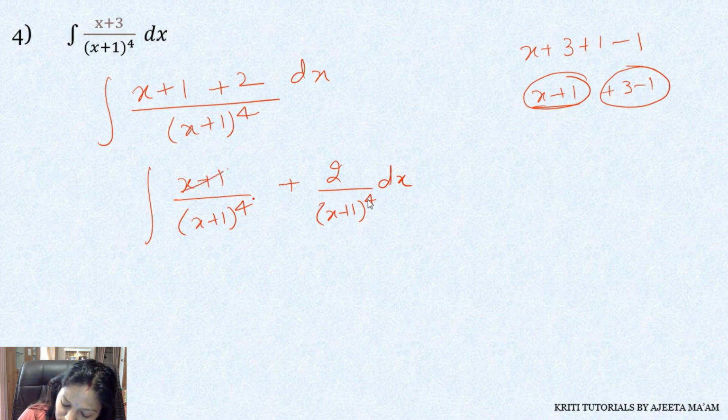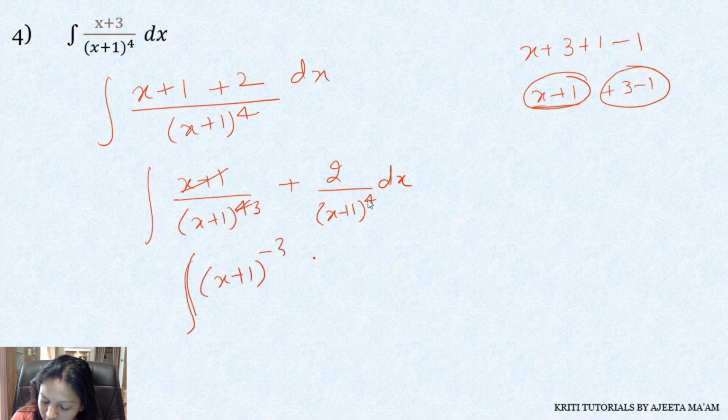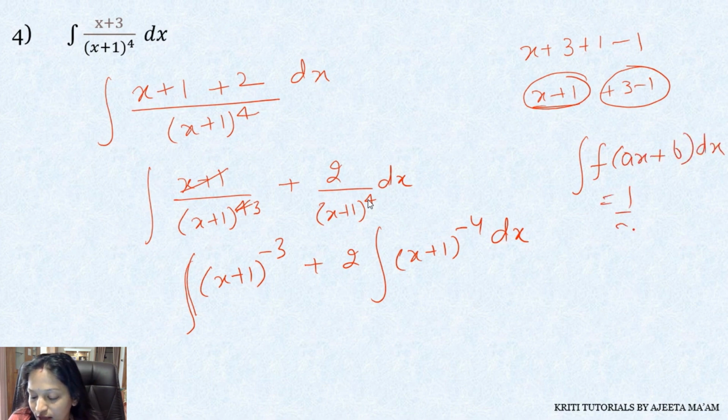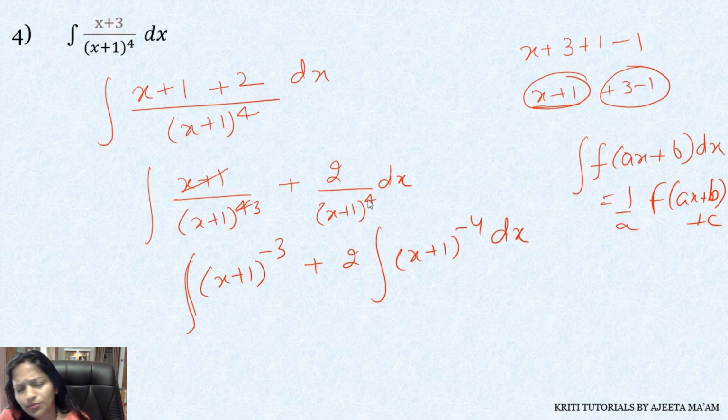Now this becomes this. So now we get x plus 1 raised to minus 3, and here we get 2 outside, and here we get x plus 1 raised to minus 4. Now here again, we use the same property which I have told you in the previous questions in this lecture: 1 upon a times the integral of the function, plus c. Now what is a? A is 1. So nothing will come, only the integral of the function.